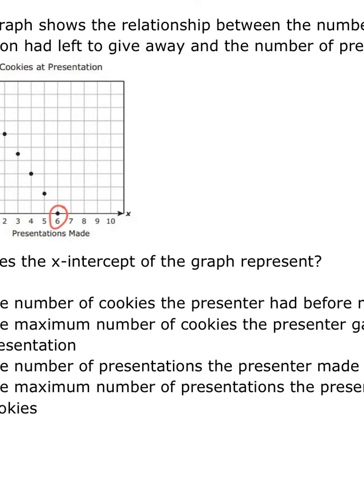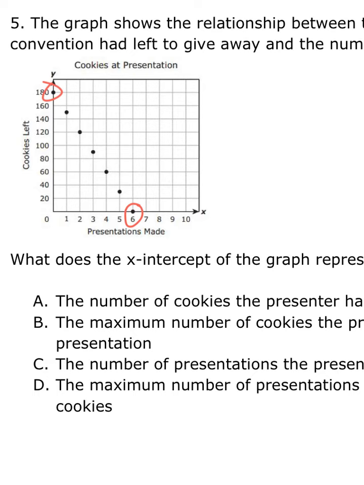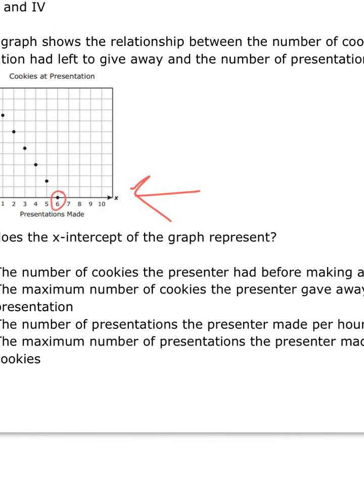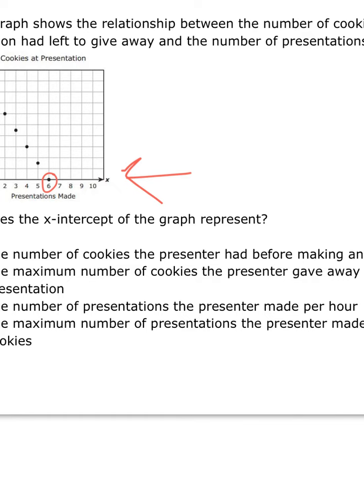All right. So it says, what does the x-intercept of this graph represent? So what's the x-intercept? How many presentations she made, right? Yeah. Is that an answer choice? No? Let's see. A says the number of cookies she had before making any presentations. Well, that would be the y-intercept, right? Yeah. B, the maximum number of cookies that she gave away during every presentation. No, that would be more like the slope, right?